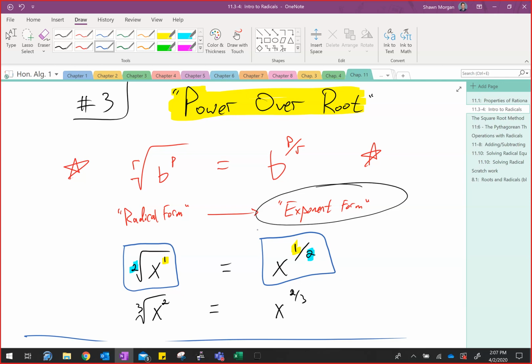Something like the cube root, in this case the cube root of x squared, is the same thing as x to the 2/3.